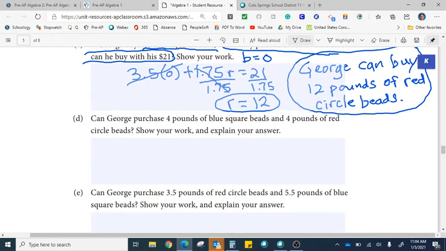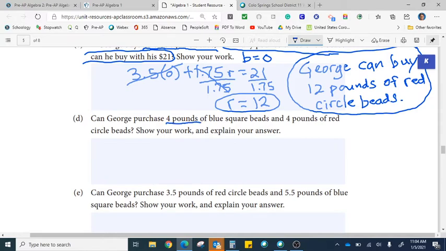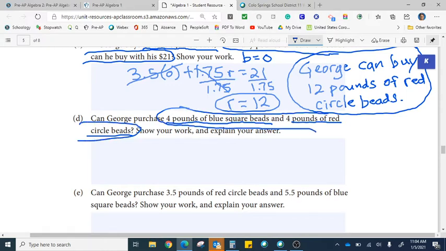Okay, so now we're down to D right here, and it says, can George purchase 4 pounds of blue square beads and 4 pounds of red circle beads? That's the question. Okay? Show your work, explain your answer. All right? So if at the end, that amount of money is greater than $21, that's not possible. If it's less than $21, it is possible. Okay? No matter how much less it is, but if it's even greater by 1 penny, then it's not going to be possible. Okay? So we're going to use that same equation.